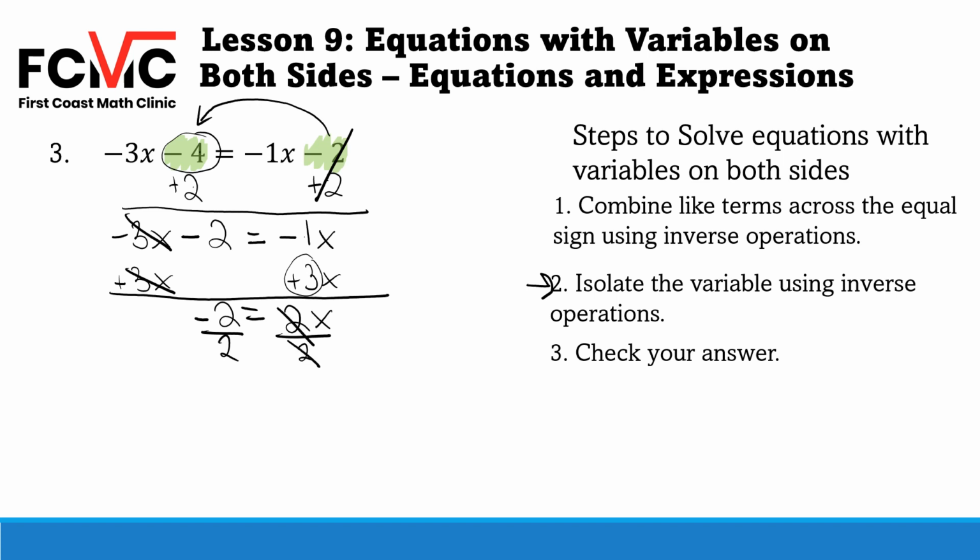2 divided by 2 is 1. We don't really need to write the 1 in. It's not going to change our answer, multiplying and dividing by 1. Negative 2 divided by 2 is going to give us negative 1. So our answer here is x is negative 1.